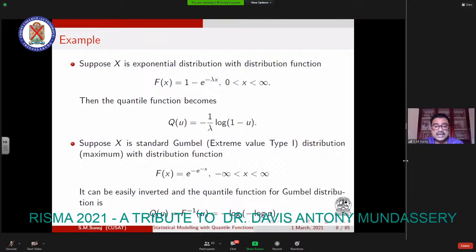Suppose X is a standard Gumbel, which is also known as the extreme value type 1 distribution, with distribution function F(x) = exponent of minus e to the minus x, minus infinity less than x less than infinity. So it can be easily inverted. The quantile function for the Gumbel distribution is Q(u) = minus log of minus log of u. Okay, for these types of models, it is not at all difficult to find the quantile function, but in certain cases it will be a little difficult to get the quantile form of the distributions.